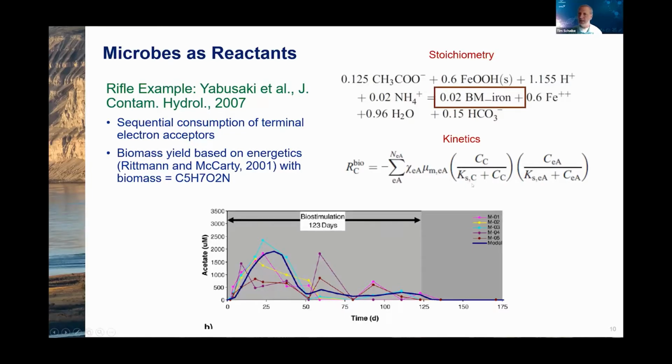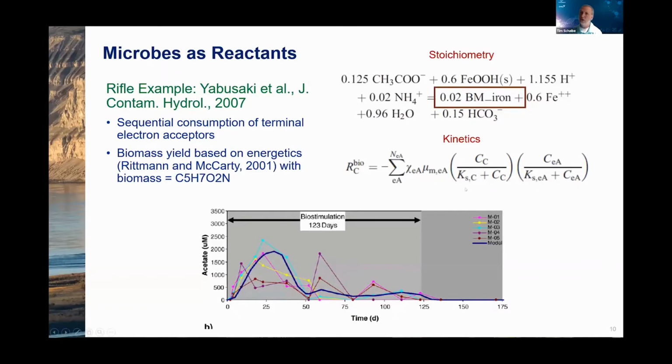So when you look at the kinetics of the reaction in this model, you see that there are a number here, this N, number of electron acceptors, NEA, and those could vary from oxygen, nitrate, iron, sulfate, right down the ladder. And as each of those is sequentially consumed, this indicator variable chi is changed from 0 to 1. So initially it would be 1 for oxygen, and then as oxygen is depleted, it would go to 0, and it would become 1 for nitrate, and so forth.